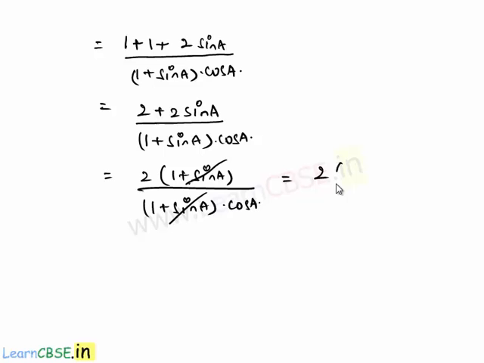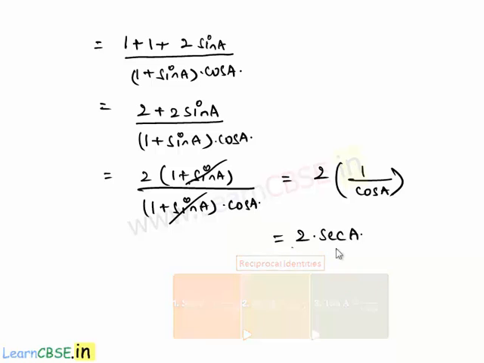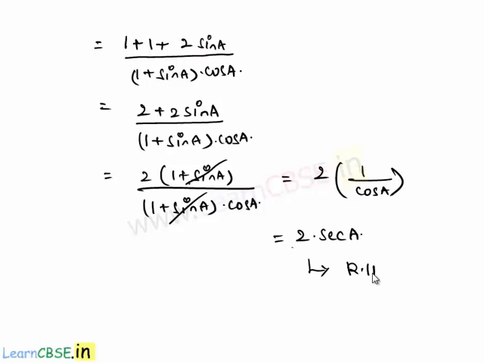Finally we are left with 2 times 1 by cos A, which is equal to 2 times, we know that 1 by cos A is nothing but secant A. Here finally we got 2 times secant A as answer, which is nothing but our right hand side. So here LHS is equal to RHS, and hence we proved the given relation between the trigonometric ratios.